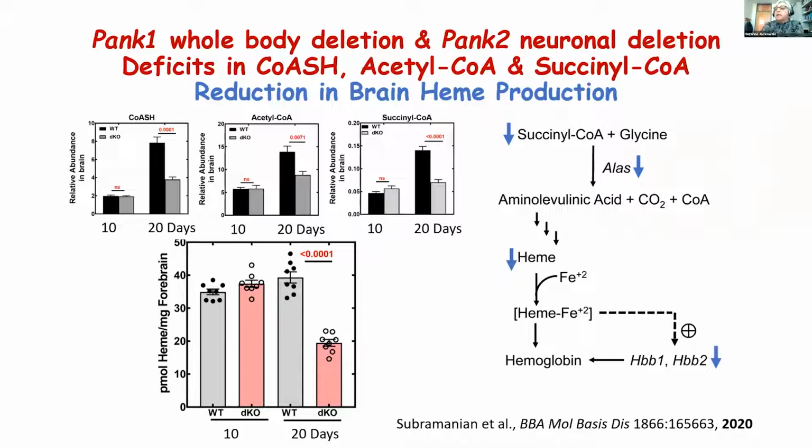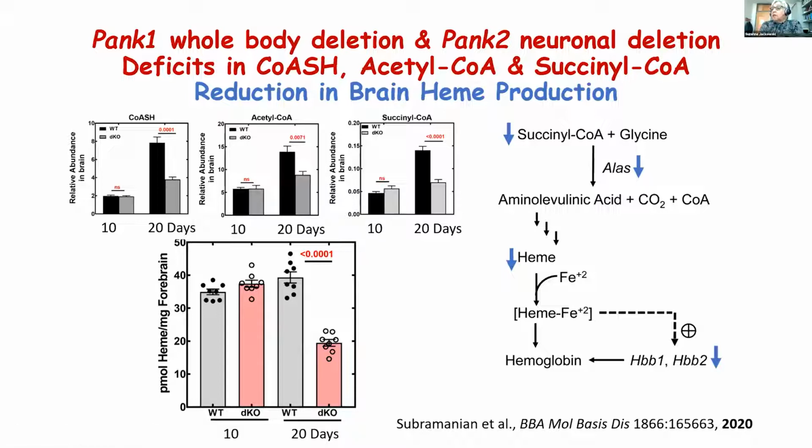We obtained new insight into the molecular pathology related to a CoA deficit in neurons in the model that is the whole body deletion of PANK1, and PANK2 was deleted in neurons only. In wild-type mice, I should say, we learned that CoA actually increases fourfold during brain development, during the 3 weeks after birth. However, in this model, the brain CoA does not increase, and the neurons become deficient.